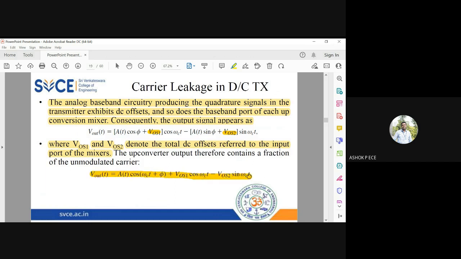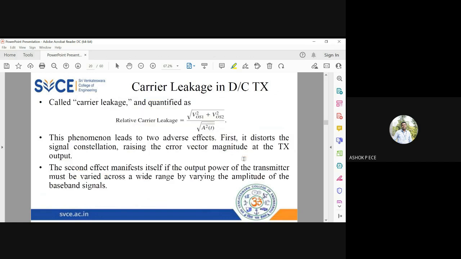When you expand and simplify the terms, you get A(t) cos(ωct + φ), plus you have the effect of the DC offset terms. One is additive, one is subtractive. So effectively, we can see the unmodulated carrier power we have in the signal. We call it carrier leakage.